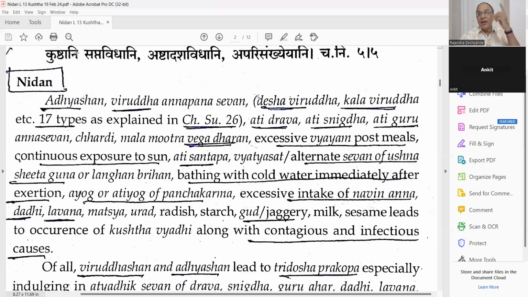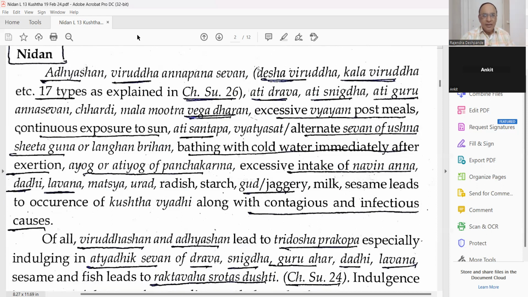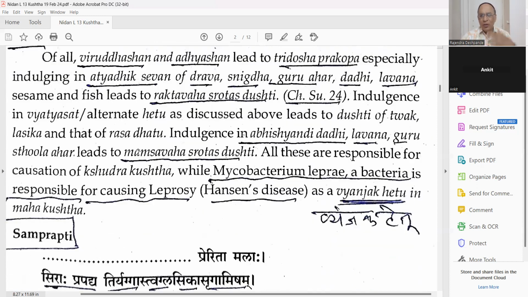Na vegan dharayet vat vitmutra kshavatruchudam nidrakasa shramashvasa jurumbashru chardiretasam. At least you should not avoid going to the toilet, eating, hunger, thirst; you should not stop these urges. Then excessive vyayam after meals, continuous exposure to the sun. These are the only important things I am going to tell you. You can read the rest slowly afterwards and take a snapshot.